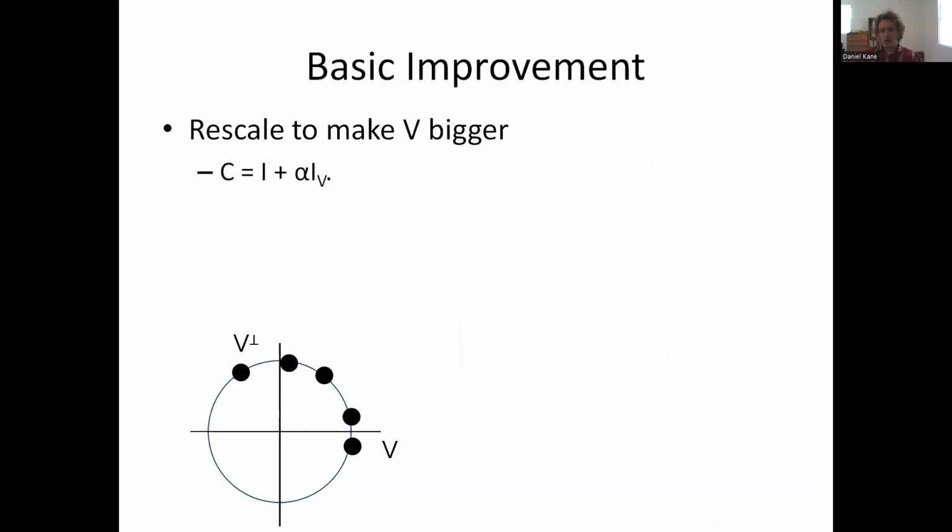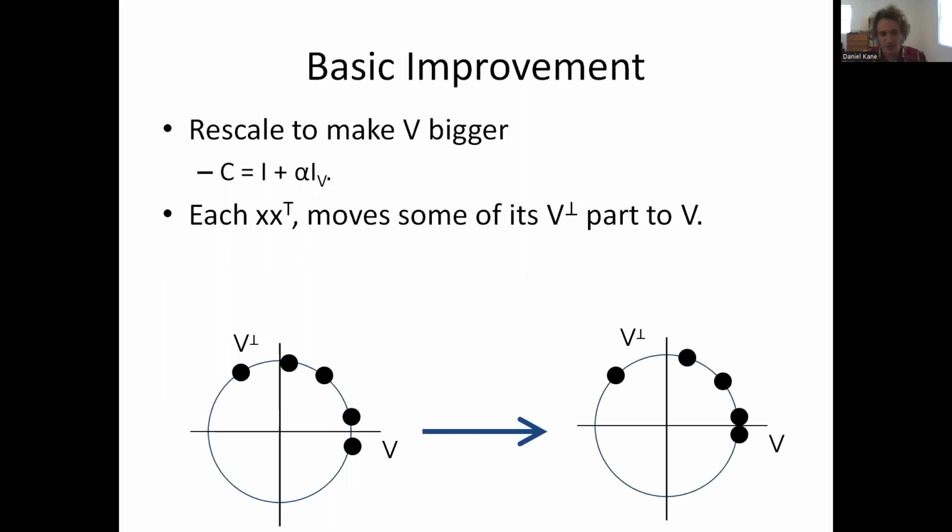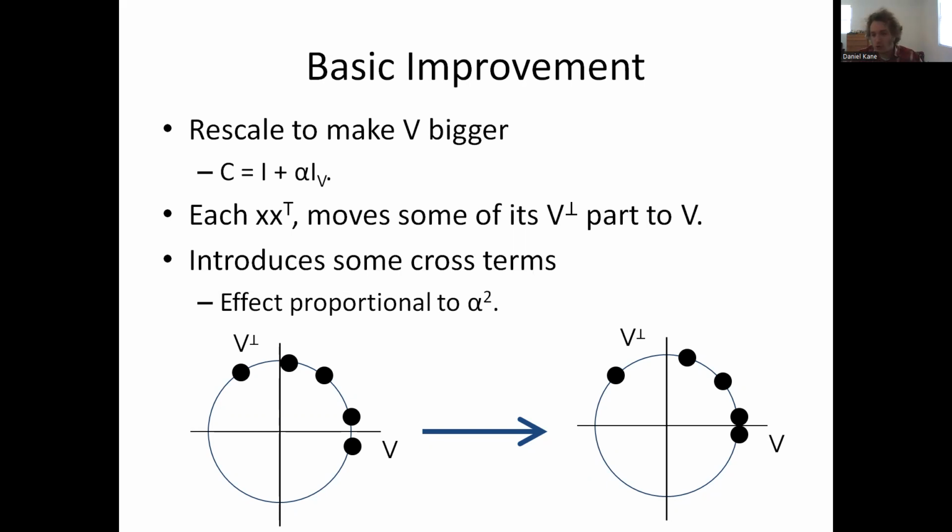Now, how do we do this? Very basically, we want to make the V component of our points bigger. The obvious way to do that is to just expand things in the V direction. So we can try taking a matrix C that is the identity plus some alpha times the projection matrix onto V. And this is really pretty effective. For each point X, it preserves the V and V perp components of that point, but it changes their relative size, making the V component bigger. Given that, it really does move mass from V perp onto V in the second moment matrix. And if it just did that, that would be great.